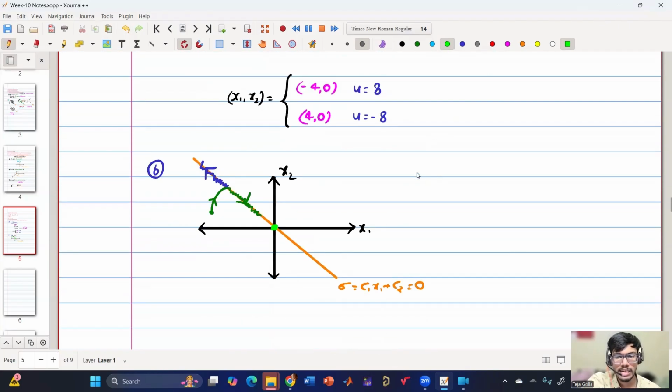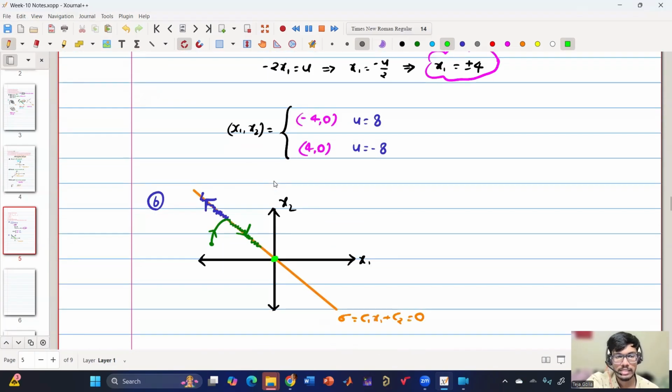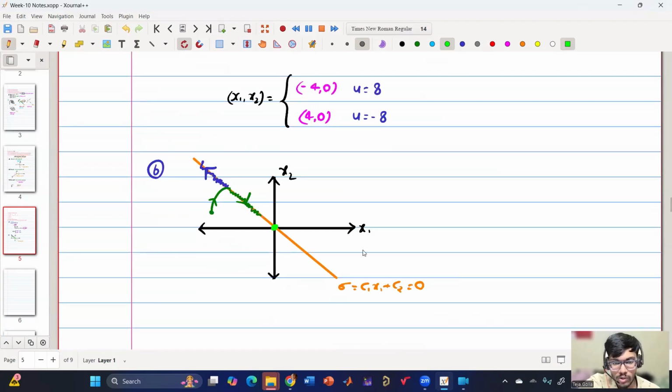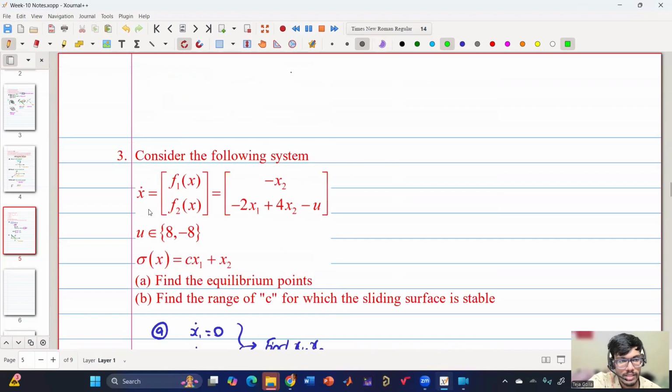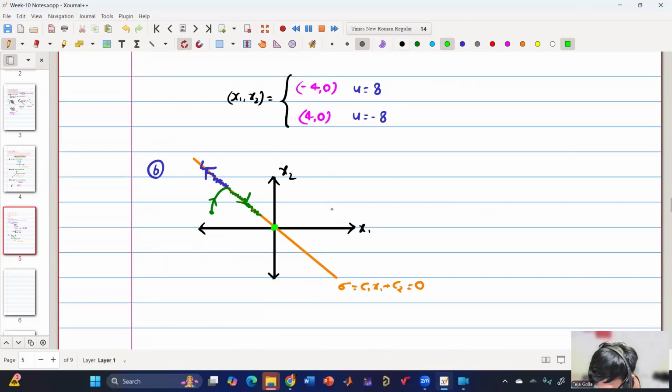So now we have to see how the trajectory is going for this given condition. So what we basically do is we'll have to find the trajectory for the given system. We will have to calculate the x1 and x2 functions and see whether with time it is reaching this point or not. So for that, we know that these are the system dynamics, right? So x1 dot is equal to x2, and x2 dot is nothing but minus 2x1 plus 4x2 minus u.